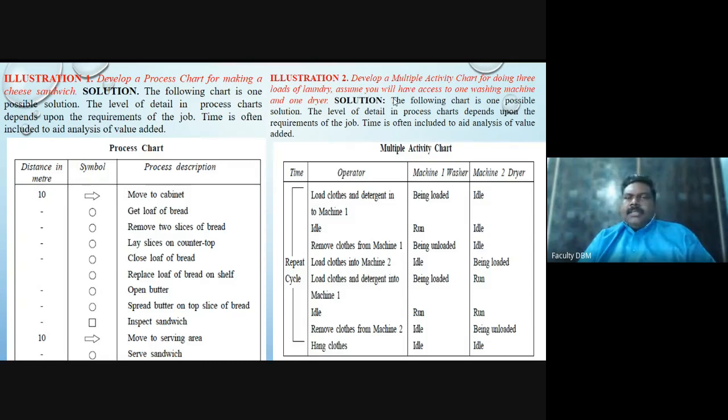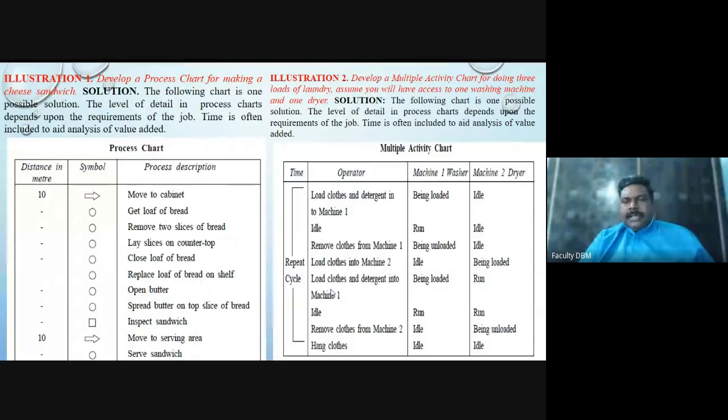Coming back to illustration 2, develop a multiple activity chart for doing these 3 loads of laundry. Assume you have access to one washing machine and one dryer. So here the operator is the person, machine 1 is a washer, machine 2 is a dryer. Time, repeat the cycle. Load clothes and detergent into the washer. The dryer is idle because it will not work until this is done. Machine 1 is running. Remove the clothes from machine 1.